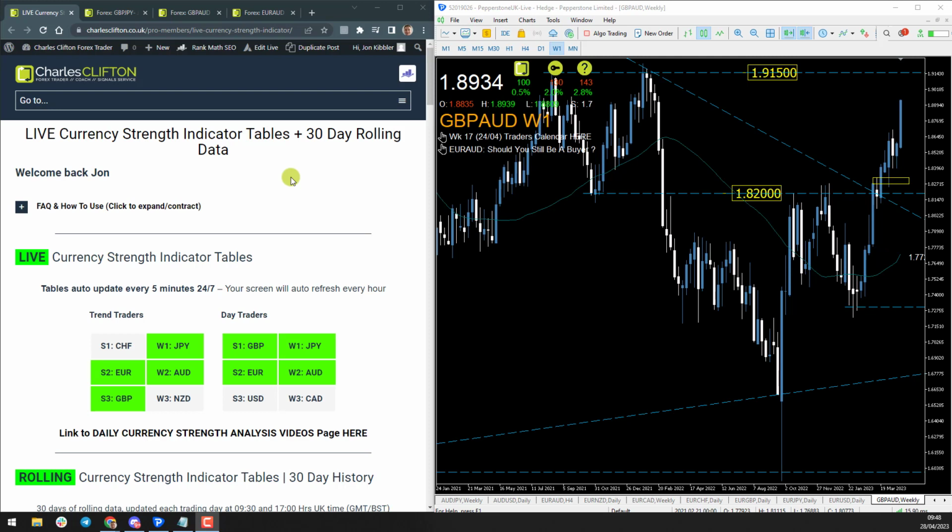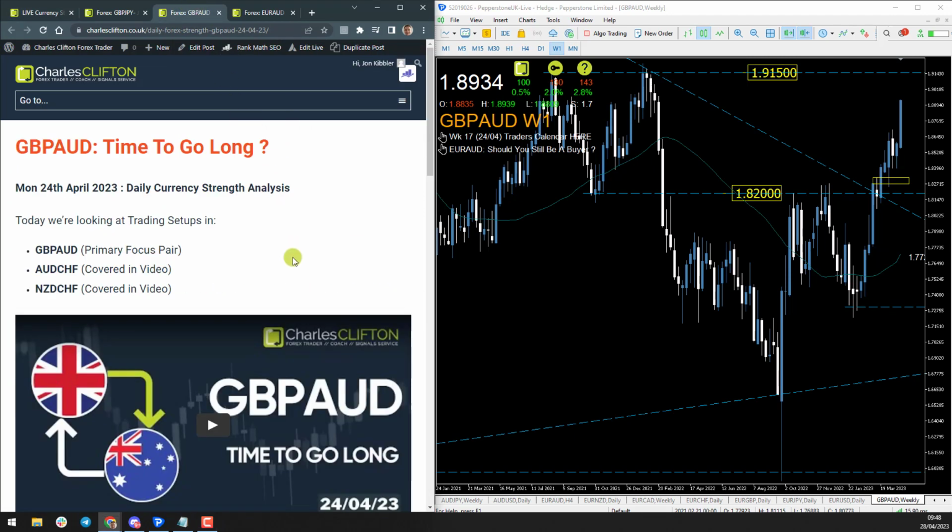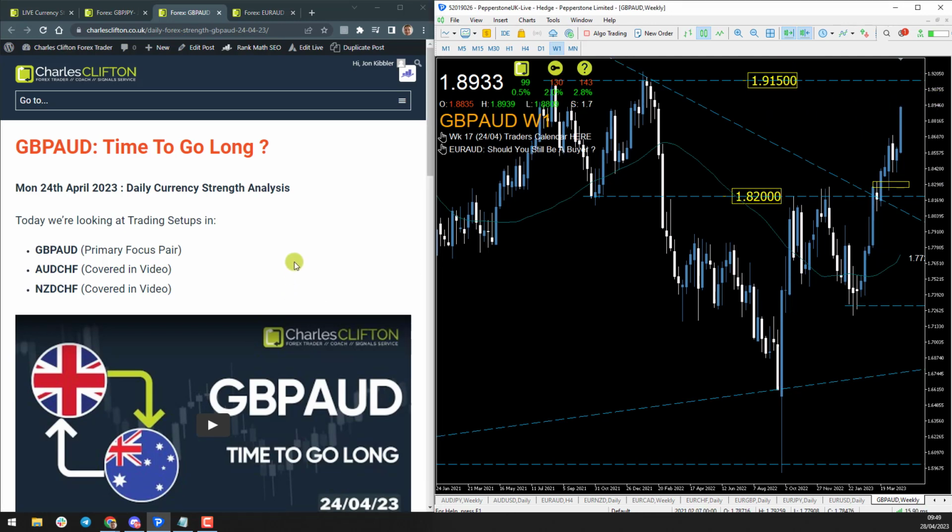Now, we told our members, and we showed you earlier this week, that pound Aussie was one to watch, and exactly when it was one to watch was on the 24th of April. We can see that price has rallied to the upside here, and we talked about the potential for price to head towards 1.9150 overall.